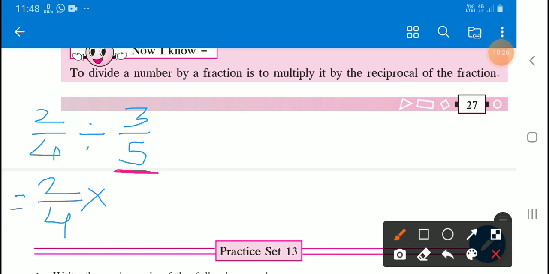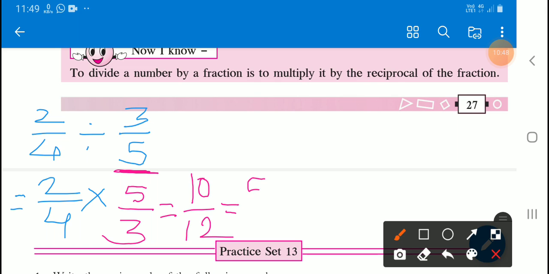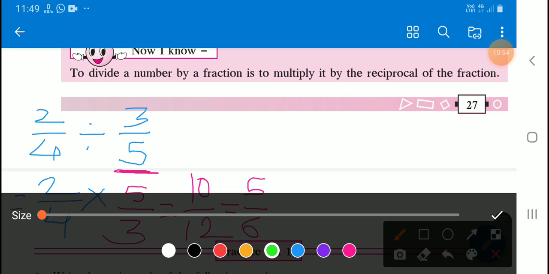Now what is the reciprocal of 3 upon 5? It is 5 upon 3. And you know how to solve a multiplication example. You have to multiply numerator by numerator and denominator by denominator. So 5 2s are 10 and 4 3s are 12. If a reduced form comes, then write it in the reduced form. 2 5s are 10 and 2 6s are 12. Okay. One more example I will tell you.